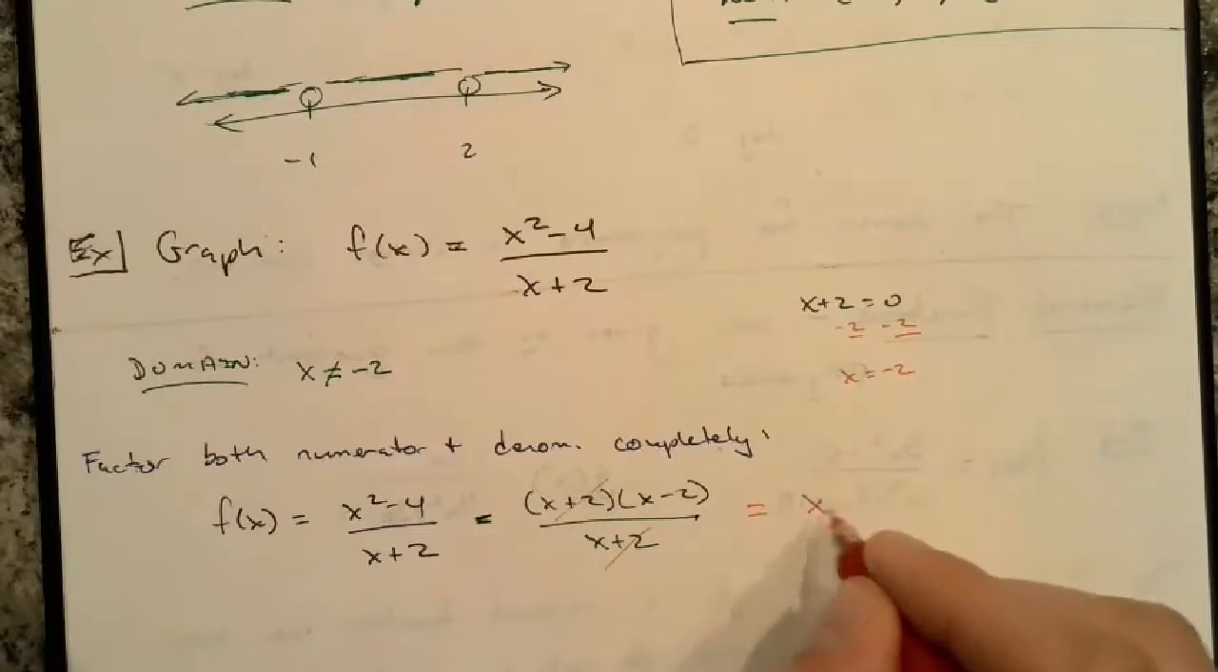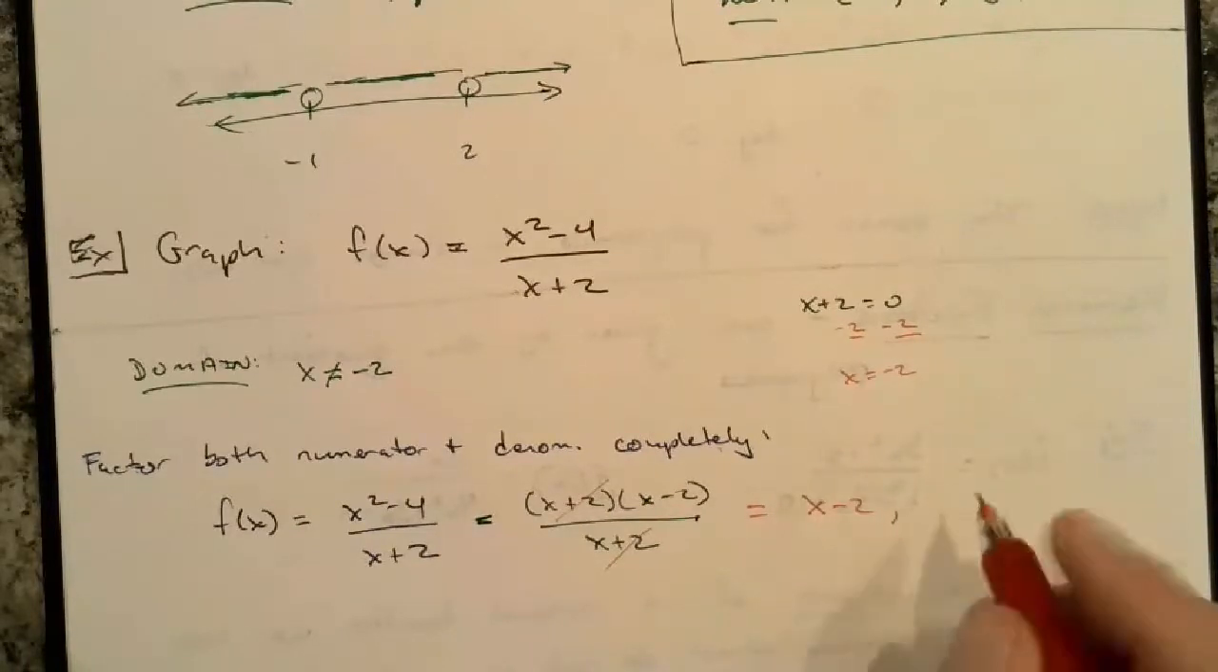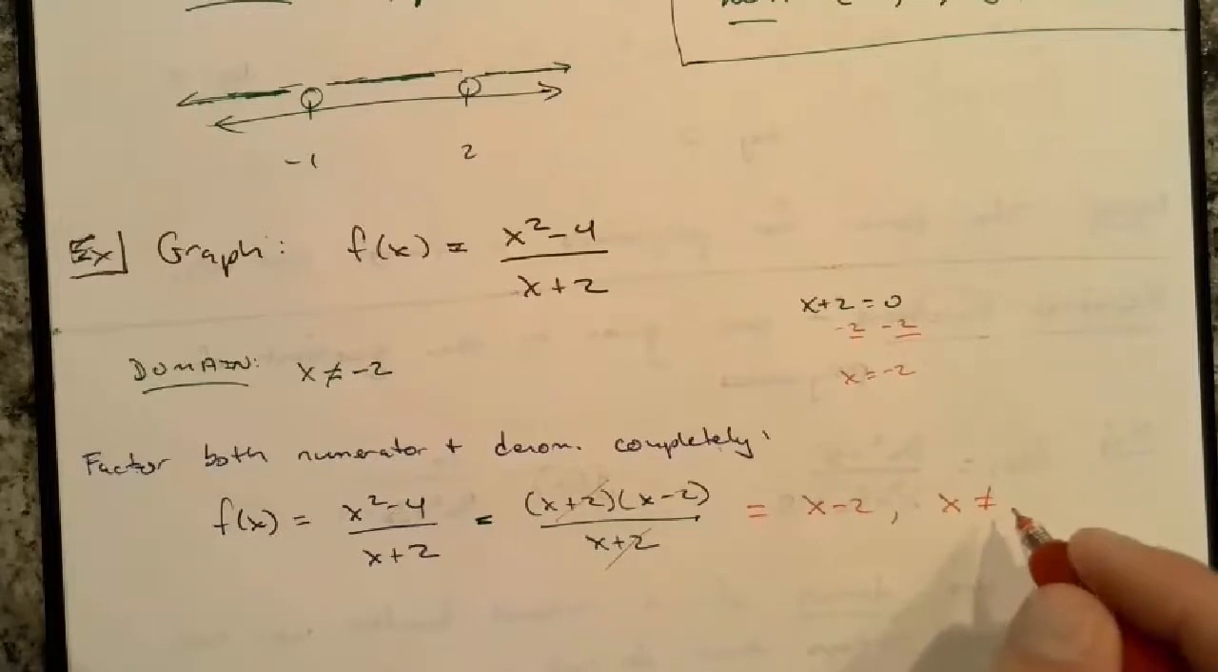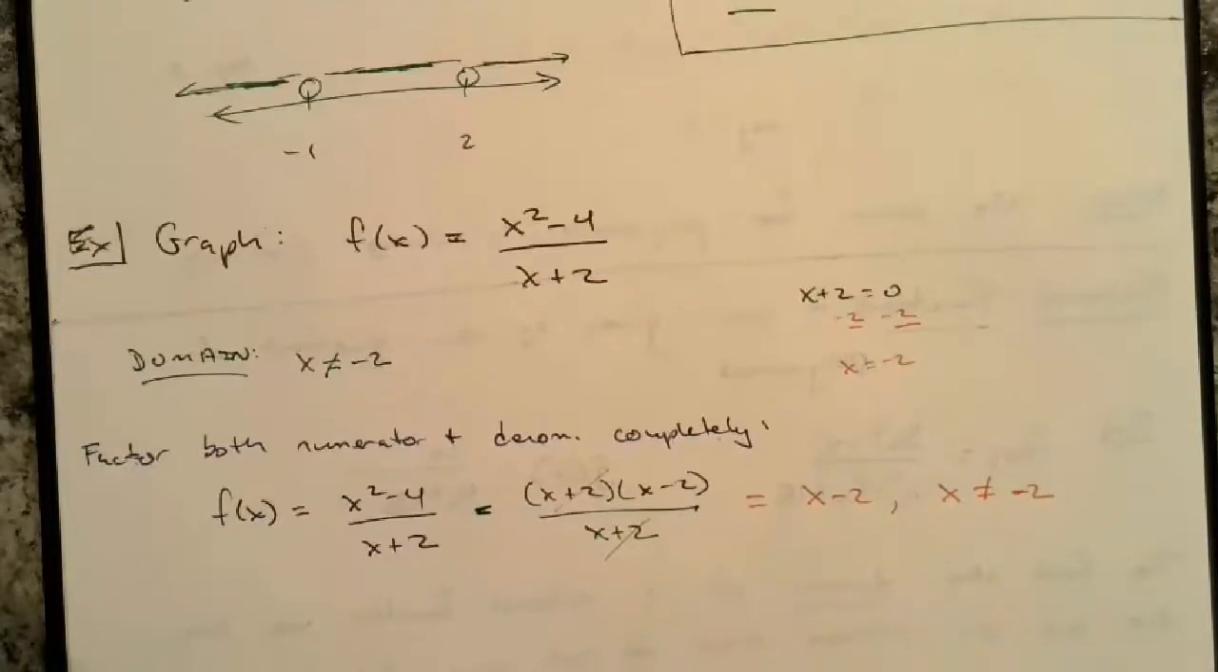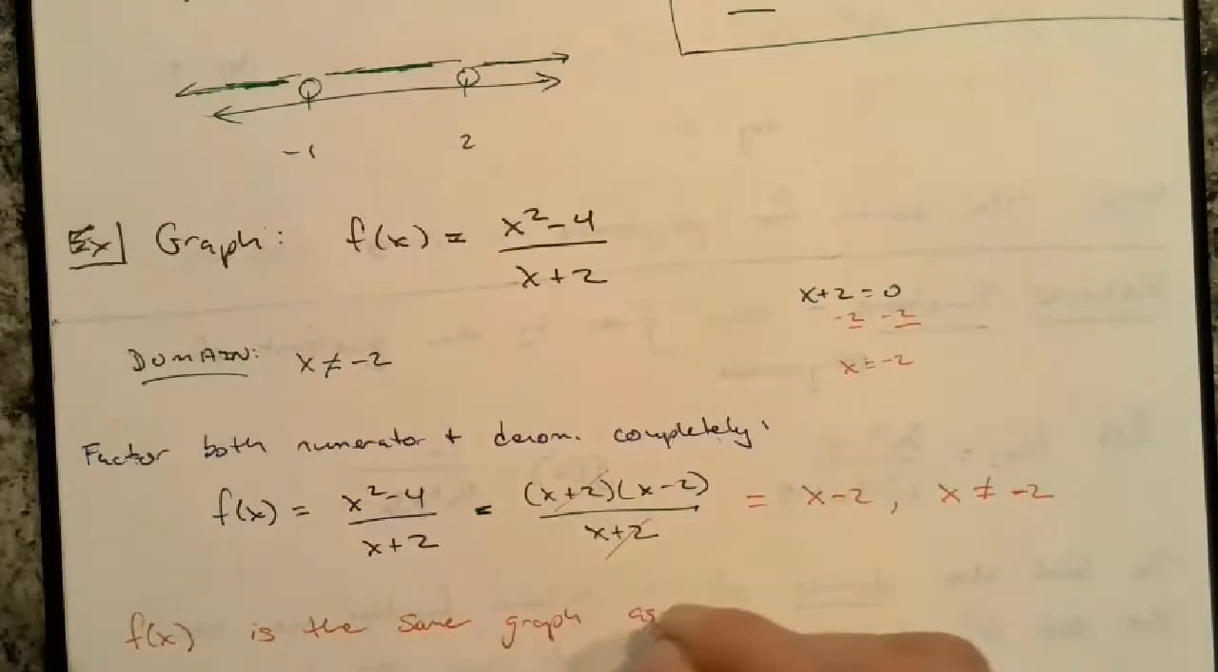So it's just equal to x minus 2 everywhere except when x equals -2, right? So all values except for when x equals -2, it behaves as x minus 2 would. So really what we know from this is f of x is equal to x minus 2 except at x equals -2, because that point's excluded from the domain. So f of x is the same graph as y equals x minus 2.